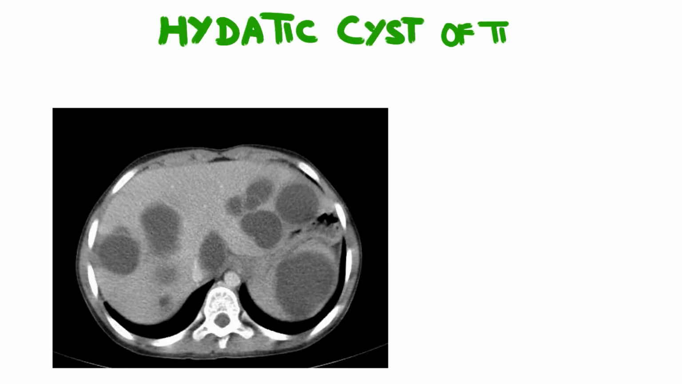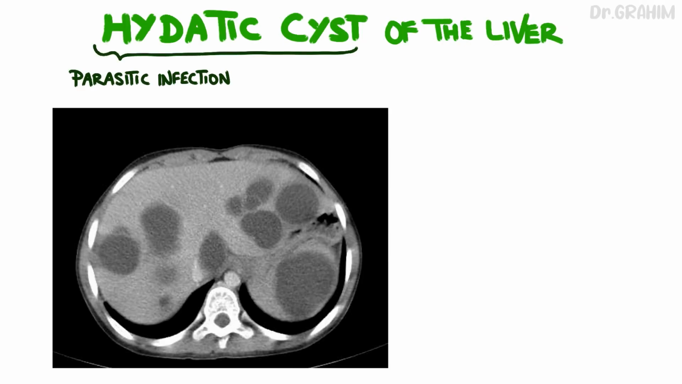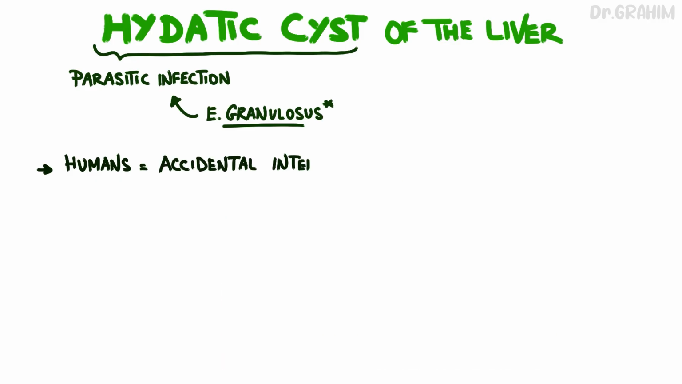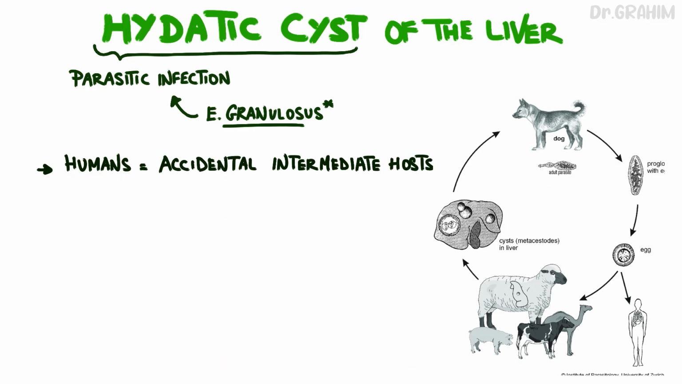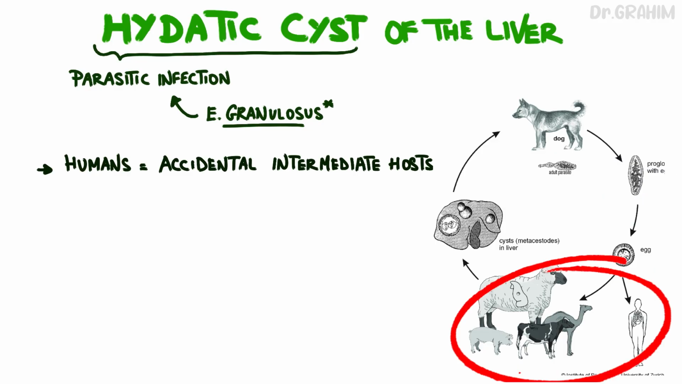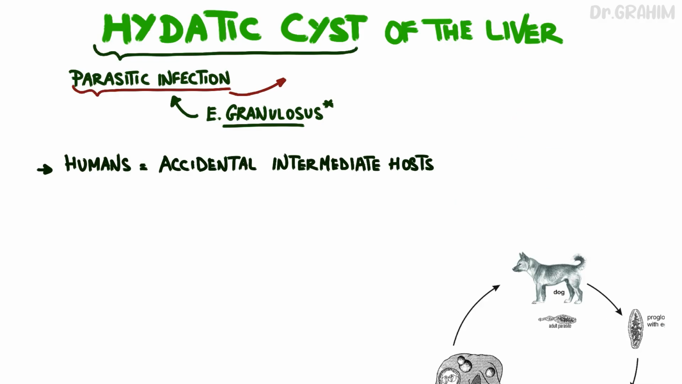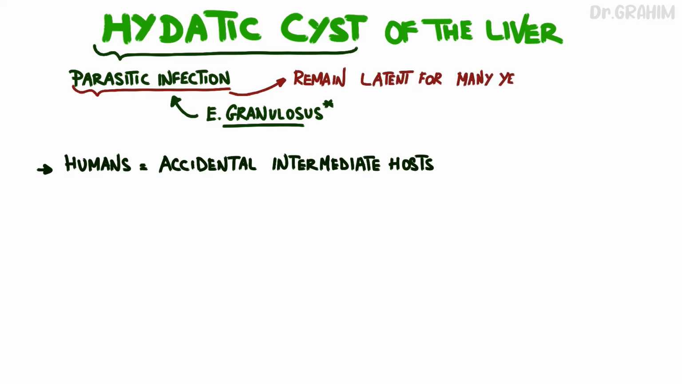The hydatid cyst of the liver is a parasitic infection caused by larvae of the tapeworm Echinococcus granulosus in the hepatic parenchyma. Humans are considered accidental intermediate hosts, while dogs or other carnivores are the definitive hosts of the parasite. The eggs of the tapeworm are excreted by dogs and ingested by intermediate hosts, including humans. Once ingested, the eggs release larvae that migrate to the liver, where they develop into cysts. The infection can remain latent for many years.